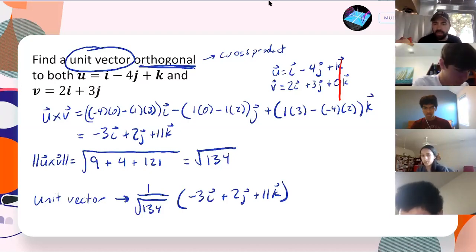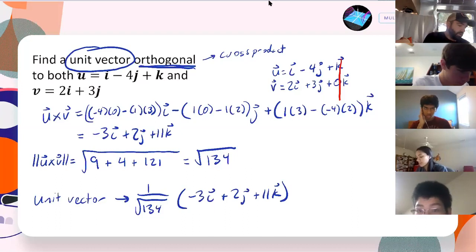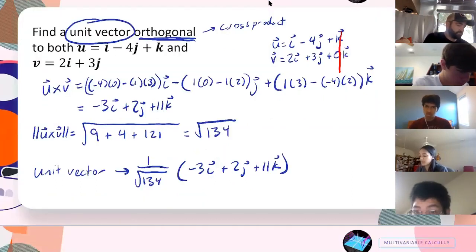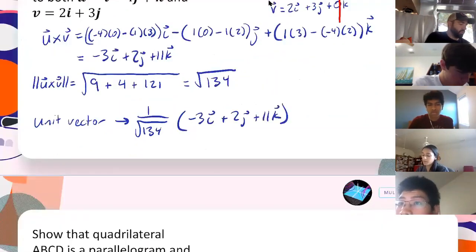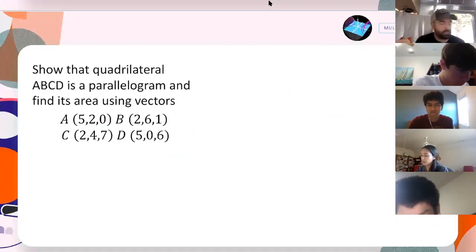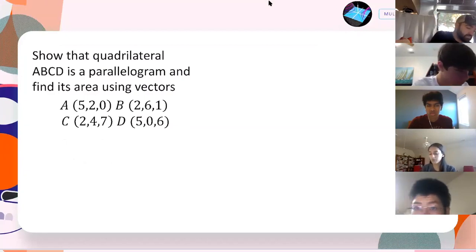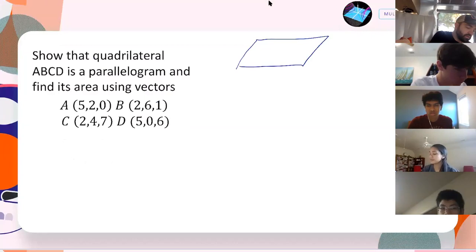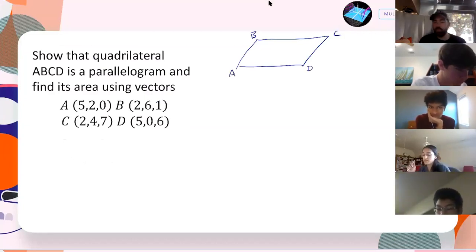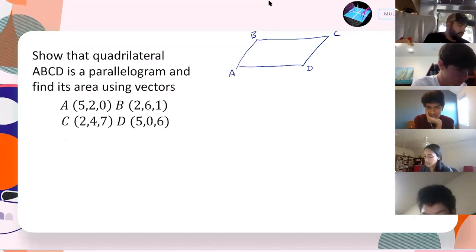Okay, so that's kind of the basic idea of a cross product. Again, the basic information you get is perpendicular stuff. Right. So again, this has some geometric application. So if we have quadrilateral ABCD, we could show that it's a parallelogram using vectors. We actually had to do this in geometry all the time, but we could use vectors.